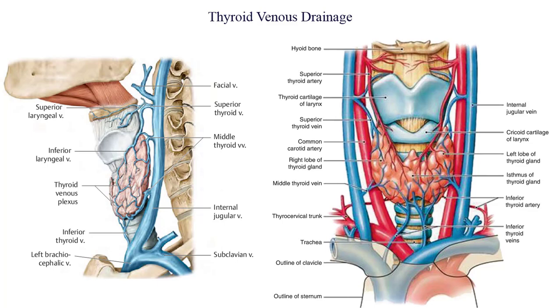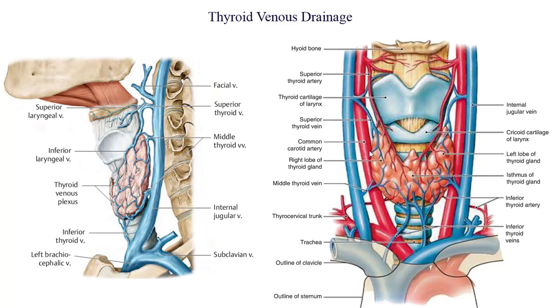Draining the thyroid gland, we have 3 pairs of veins: the superior, the middle, and inferior thyroid veins. All these veins emerge from a thyroid venous plexus within the gland.